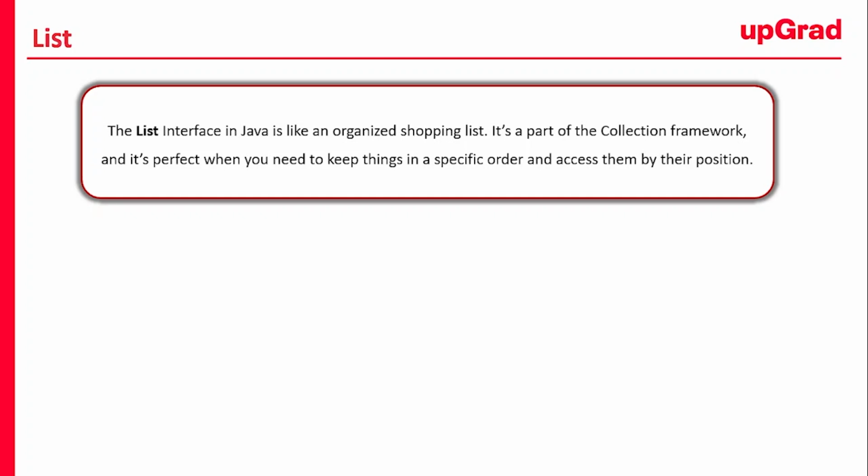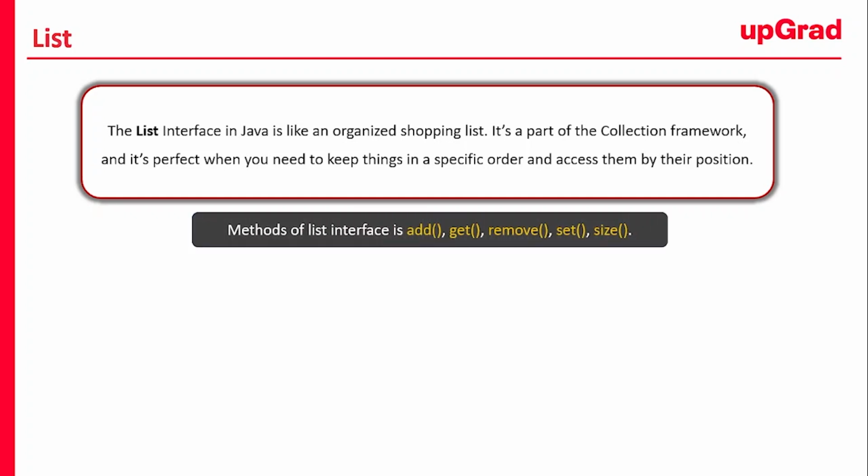It's a part of the collection framework and it's perfect when you need to keep things in a specific order and access them by their position. A list remembers the order in which you add things, just like your shopping list. You can add, remove, or update items at any position. Some of the key methods of list interface are add, get, remove, set, and size. So these methods are used to do the operations.